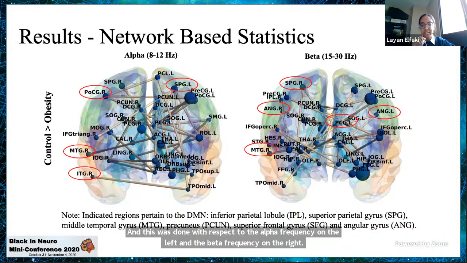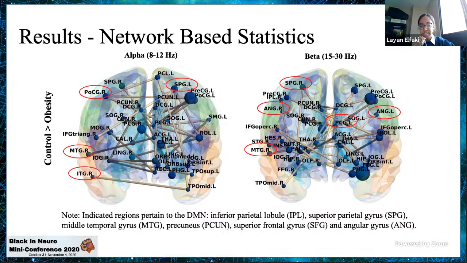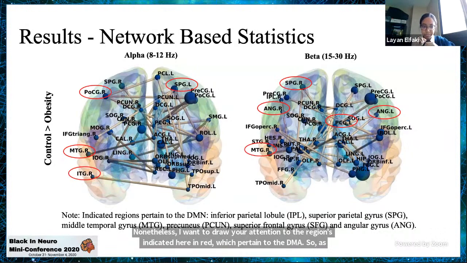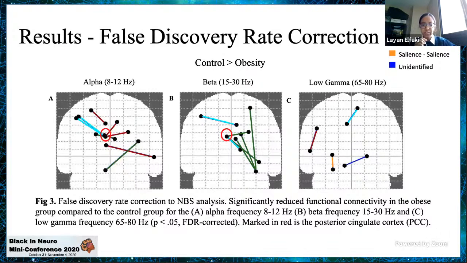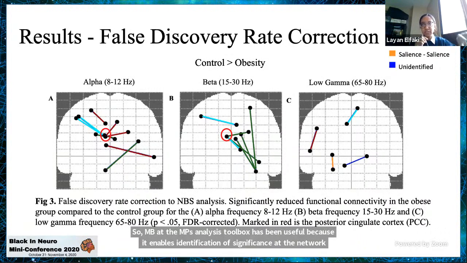The NBS analysis toolbox has been useful because it enables identification of significance at the network level. However, more precise statistical corrections were then necessary to examine the significance of these functional connectivity patterns at the level of individual connections independent of network membership. To do that, false discovery rate, or FDR correction, was subsequently applied to the data. Similar to the previous slide, the functional connectivity links shown here are those that were significantly impaired in the obese group as compared to the control group.